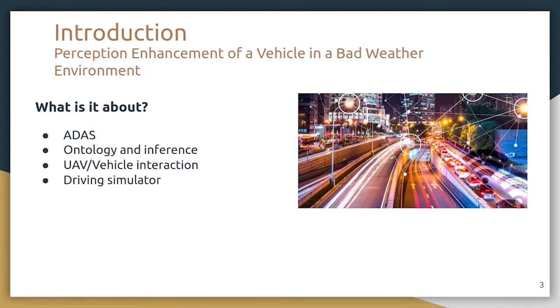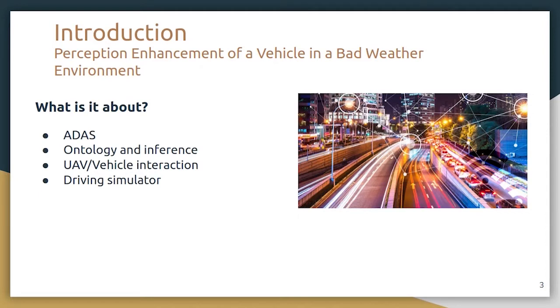So what is our work about? Those are the main topics of this study. It is basically an ADAS system, so a driving assistance system, where we will delve into the topic of ontology, knowledge bases, and UAV vehicle interactions. UAV are also known as drones. There will also be a part about a driving simulator that we developed for this work.